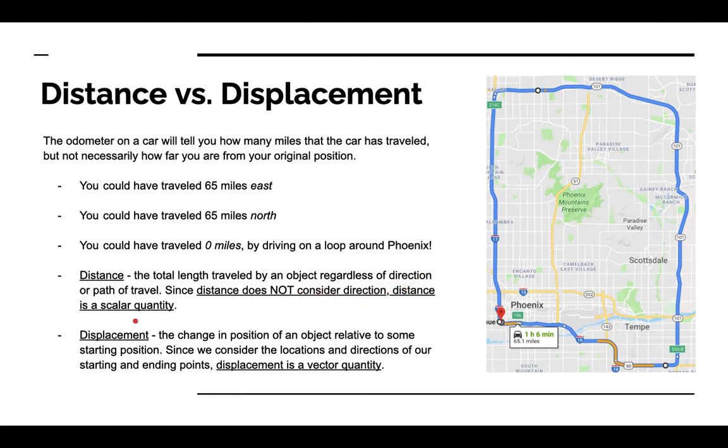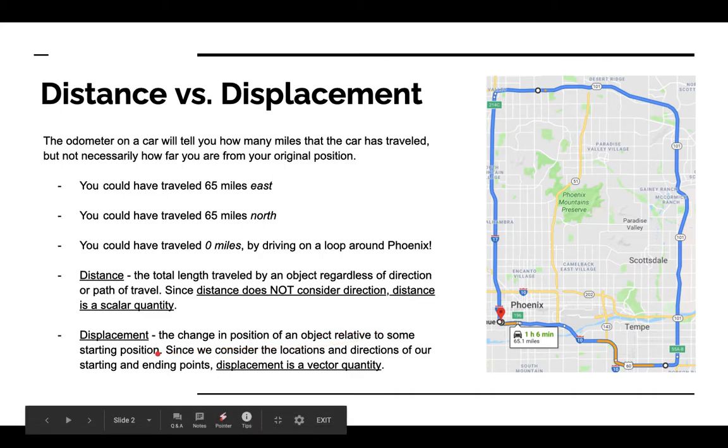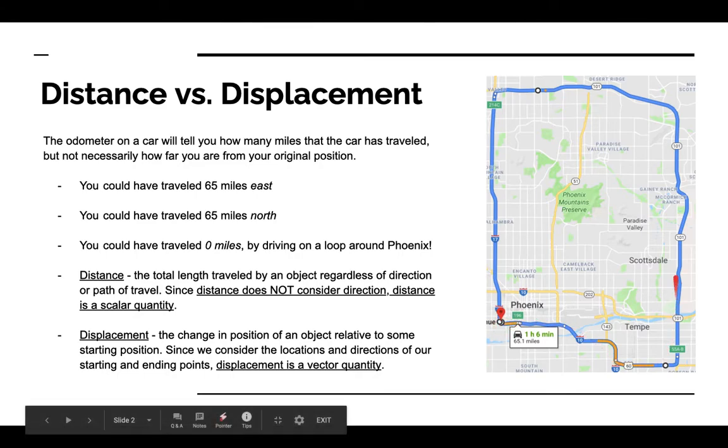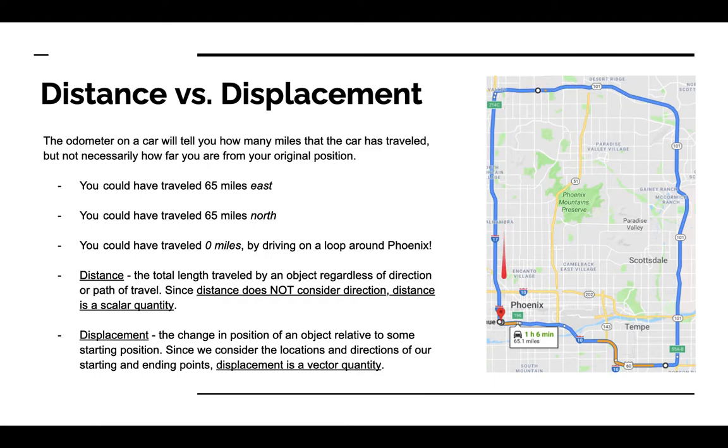Now displacement is defined as our change in position of an object relative to some starting position. As a result, since we consider locations and directions of our object's starting and endpoints, displacement is a vector quantity, meaning that it depends on direction. So for example, to distinguish between distance and displacement, my displacement in this case would be 0 miles since I end back up in my original location, while my distance traveled would be around this entire loop, 65 miles.